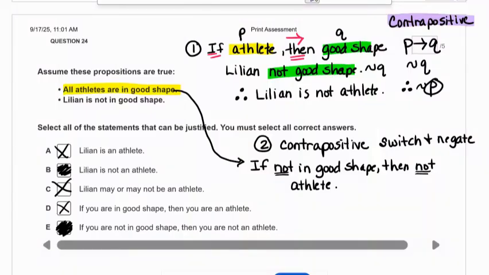All right, that is the end of the test corrections for Unit 1. Please let me know if you have any questions about any of the explanations, and I'll be glad to help you.